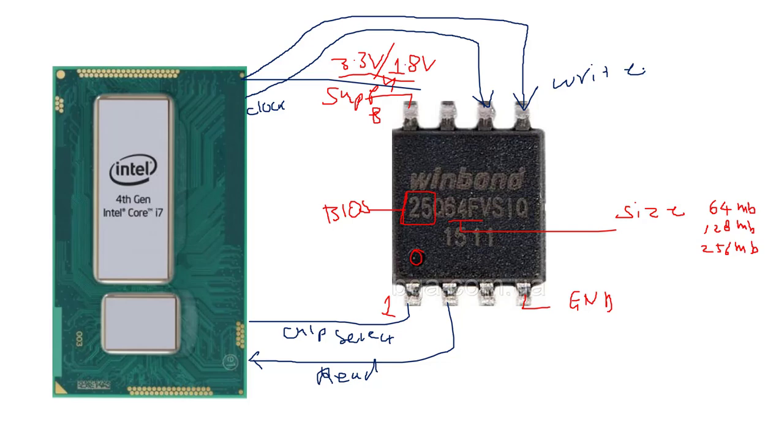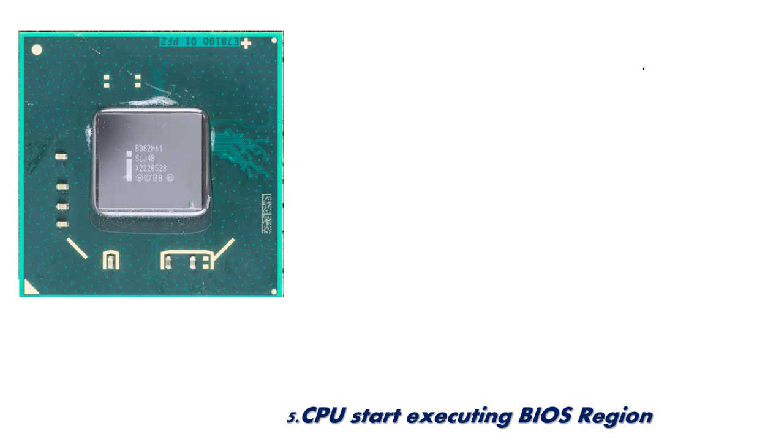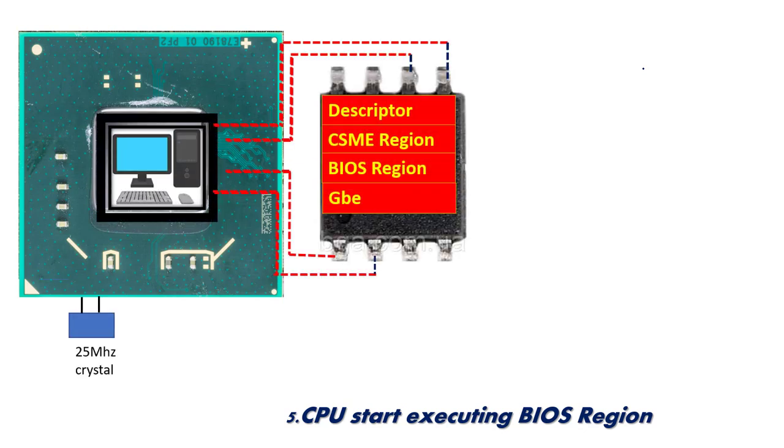Next, the BIOS is connected to the PCH. It is normally the PCH only, but on 4th generation onward laptops it is connected to the CPU, that is the SoC. The BIOS has different regions. The BIOS is a single file, either 8 MB or 16 MB or 32 MB, but within that 8 MB or 16 MB there are different portions, and these portions are called regions.